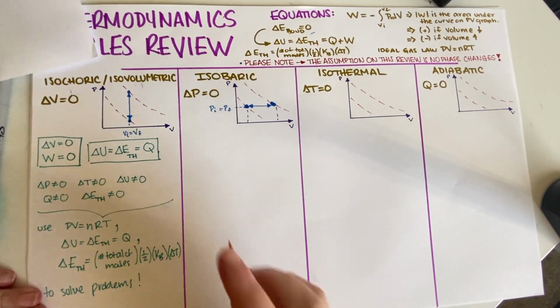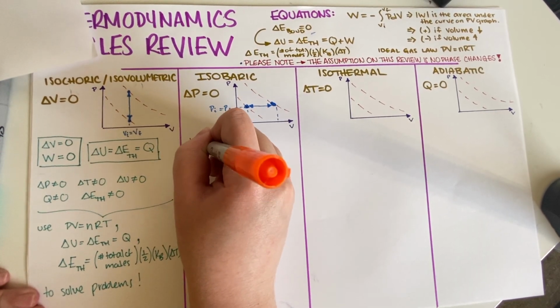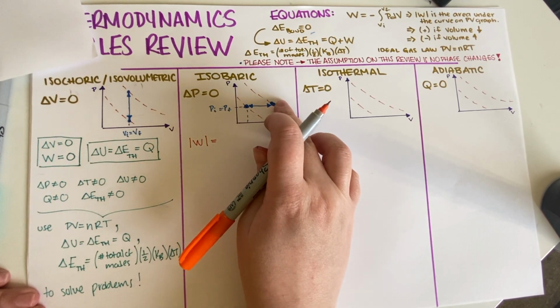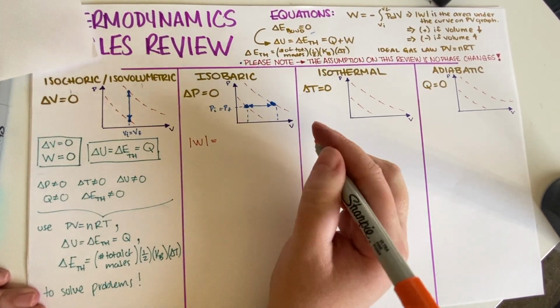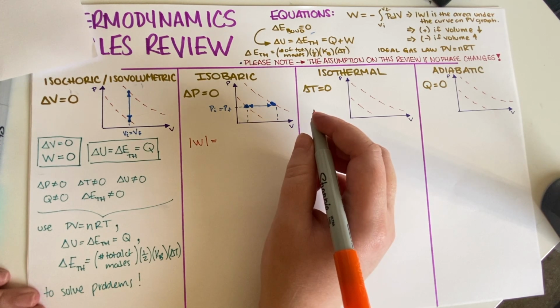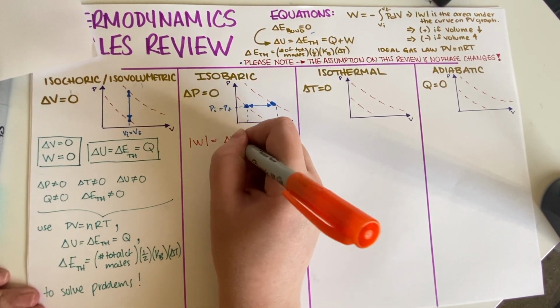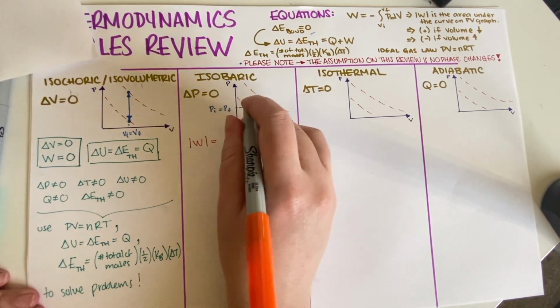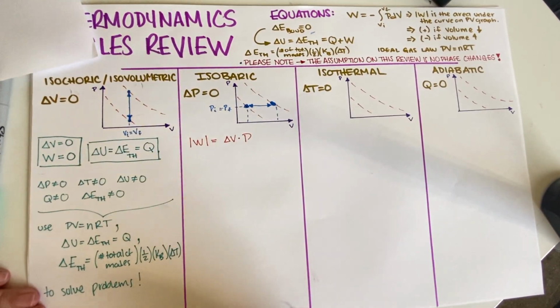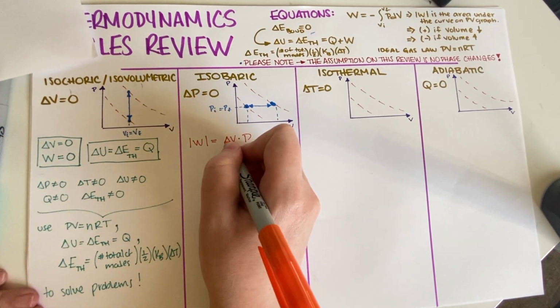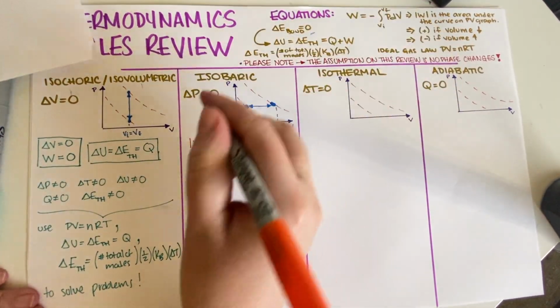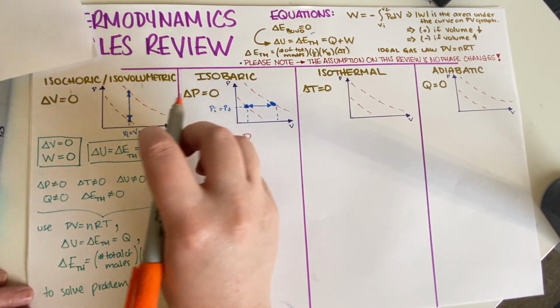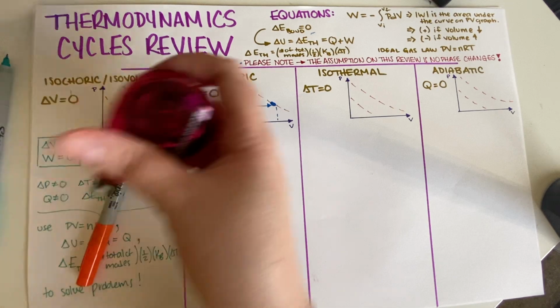So your work is just basically the area under the rectangle, which is base times height. Your base is just your delta V, times your height, which is just the pressure. Now let's see. Actually, if I put this negative, which comes from this negative, then this is not the absolute value, this is just the actual number. So let's see.